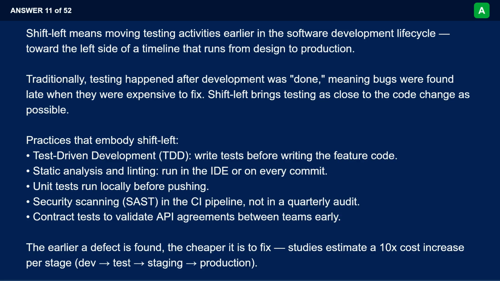The earlier a defect is found, the cheaper it is to fix. Studies estimate a 10x cost increase per stage: dev, test, staging, production.